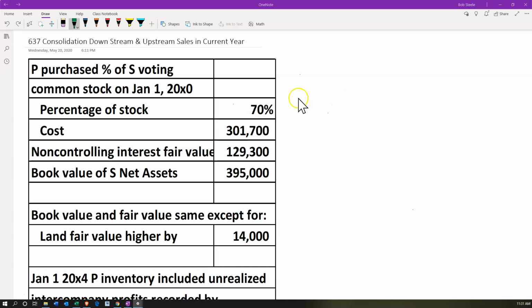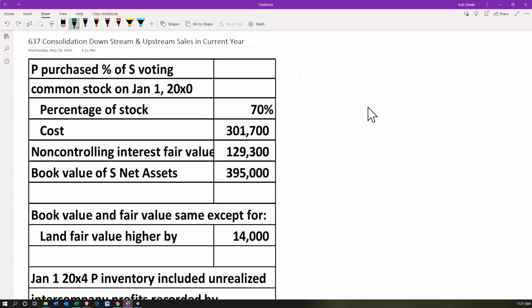Here is the information we'll be using in our practice problem. We have P purchase percent of S. P is going to be the parent. S is going to be the subsidiary. Common stock on January 1st, 20X0. So the date of purchase, January 1st, 20X0, so the beginning of the year.